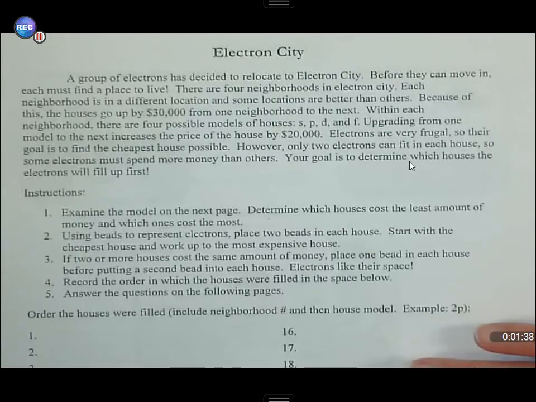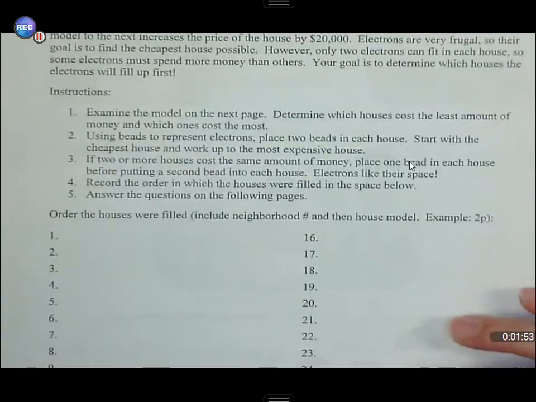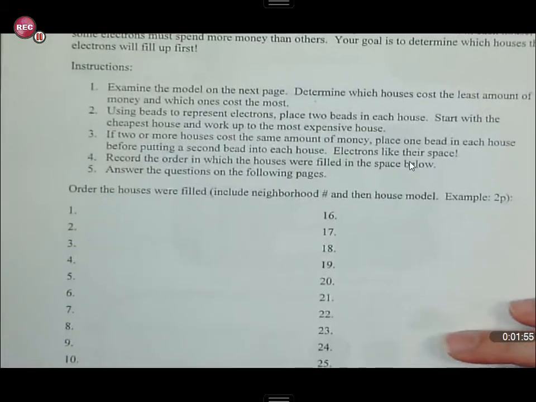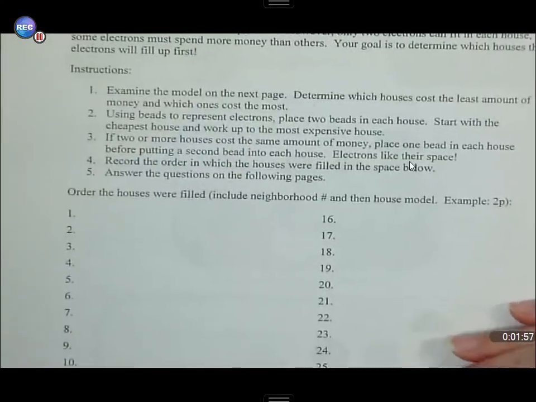If 2 or more houses cost the same amount of money, place 1 bead in each house before putting a second bead into each house. Electrons like their space. Record the order in which the houses were filled up in the space below. Answer the questions on the following pages. So we're going to skip the part with the beads for now. We're going to go ahead and figure out how they're going to fill up first, okay?